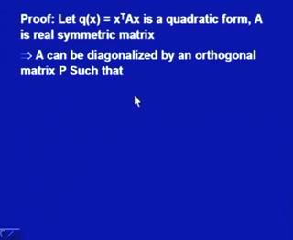Now, A can be diagonalized by an orthogonal matrix P such that D is equal to P inverse AP. This is the result which we have already discussed in my earlier lectures. So, if A is a real symmetric matrix, then it can always be diagonalized by an orthogonal matrix P, which is the matrix of eigenvectors of this matrix A. So P is invertible, P inverse exists, and in that case D is equal to P inverse AP will be a diagonal matrix.